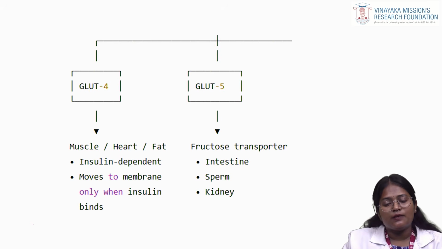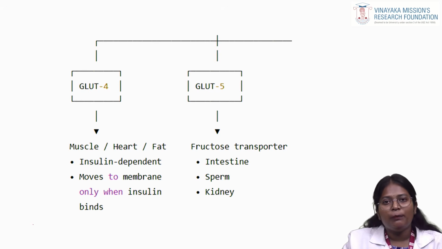So these are the places: muscles, heart and fat tissues. It moves to the membrane only when insulin binds. Yes. These transporters will be present inside the cells of muscles, heart and fat tissues, and will be moved to the membrane only when they sense an insulin release. Next, GLUT5. It is a fructose transporter, present in the intestine, sperm and kidney. So these are the glucose transporters that need to be known for the entire process.